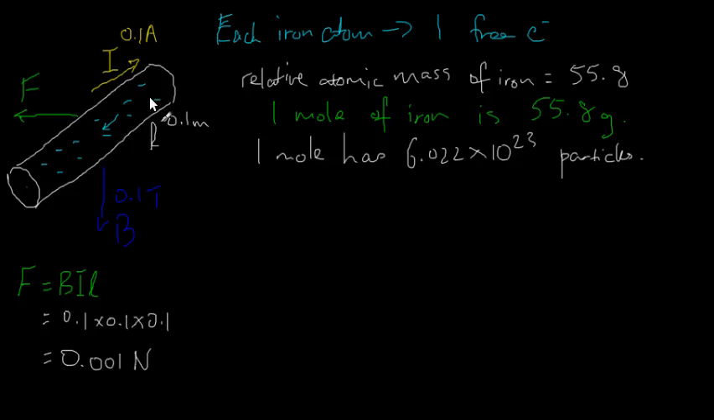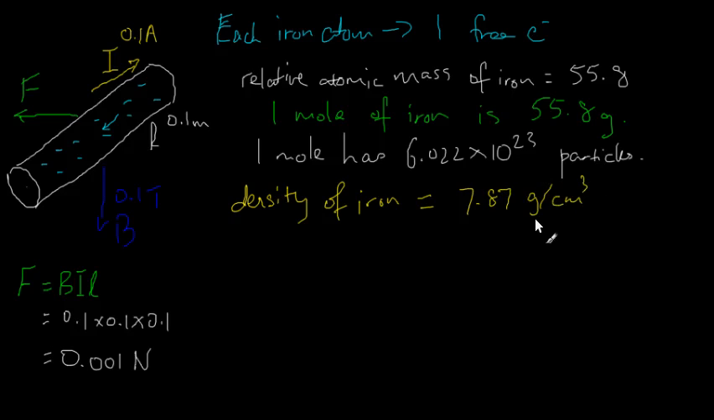Now, to find the mass of this rod, we need to know the volume and the density. So let me start with the density. Again, the density of iron is something that we can look up in Google. Just Google for the density of iron, like I Googled for the relative atomic mass of iron. The density of iron, you can find on Wikipedia, is 7.87 grams per cm cubed.